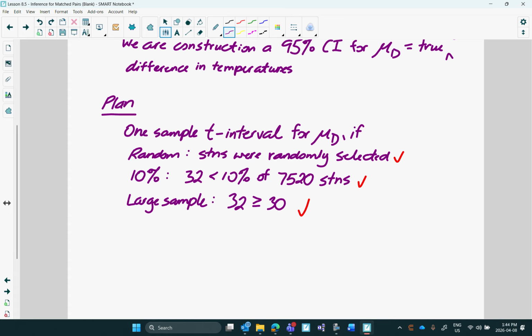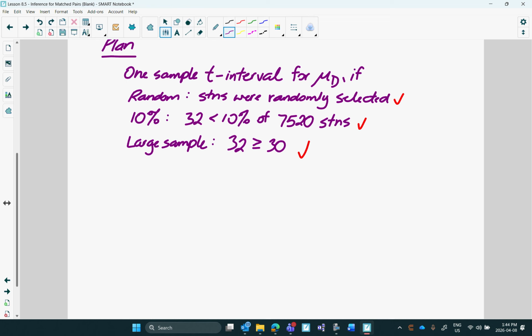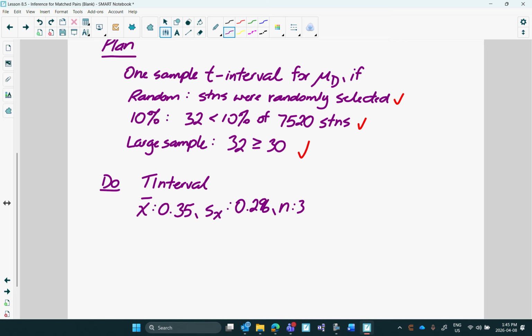And therefore, when we jump to our graphing calculator, we're going to do a t-interval. So when you do a t-interval, you are going to be asked the sample mean. Then you will be asked the sample standard deviation, sample size, and C-level. And remember, confidence level is always entered as a decimal.